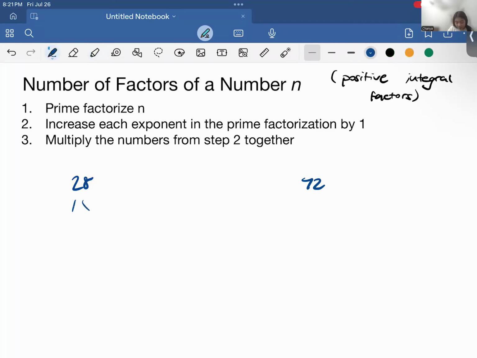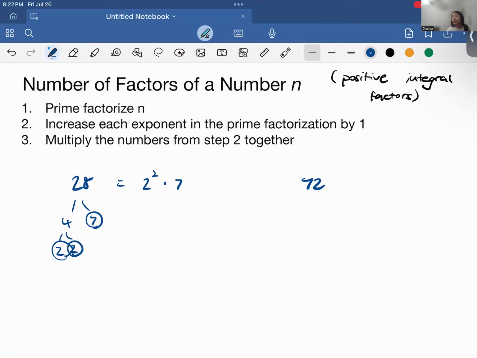I'm going to create a factor tree here. And the prime factorization of 28 is 2 squared times 7. If you need a review on prime factorization, go check out my GCF and LCM videos where I also explain prime factorization. And then we've done step 1.